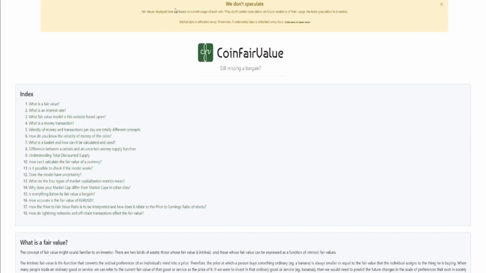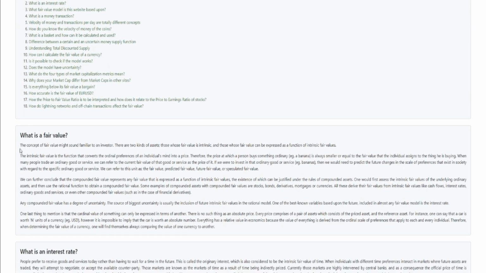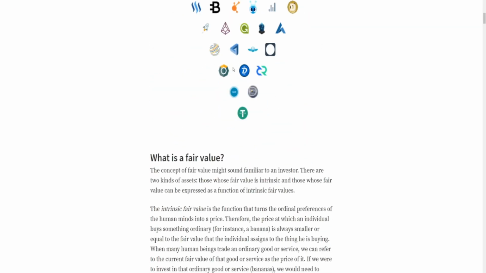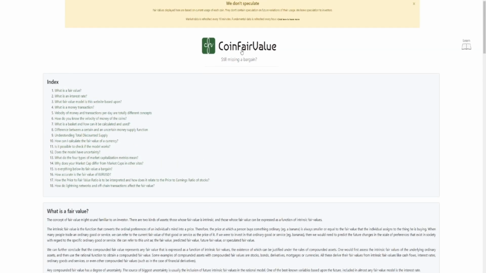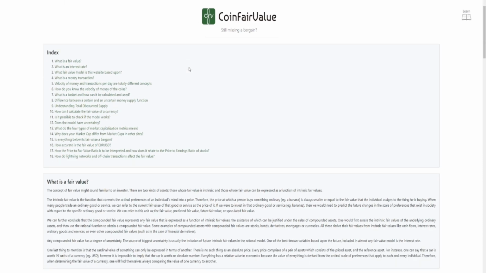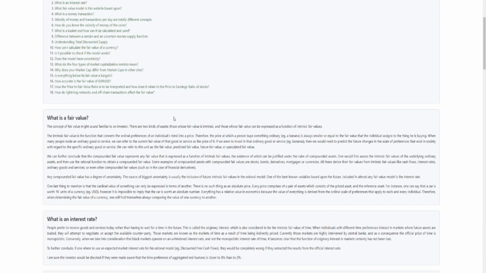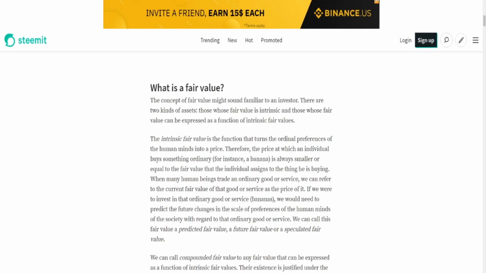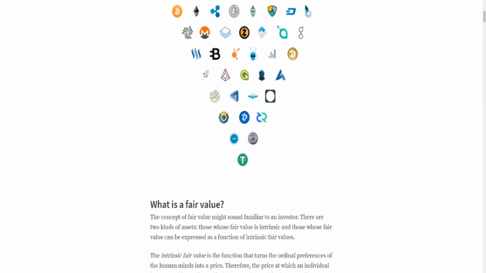Well, when we head back over here and we see what is a fair value, the concept of a fair value might sound familiar to an investor. There are two kinds of assets, those whose fair value is intrinsic and those whose fair value can be expressed as a function of intrinsic values. So I said, whoa, wait a minute, that's the exact same thing. So this is just a Steemit post, and this is supposedly a very legitimate website, but either the website is plagiarizing this Steemit post or this Steemit user created this website.